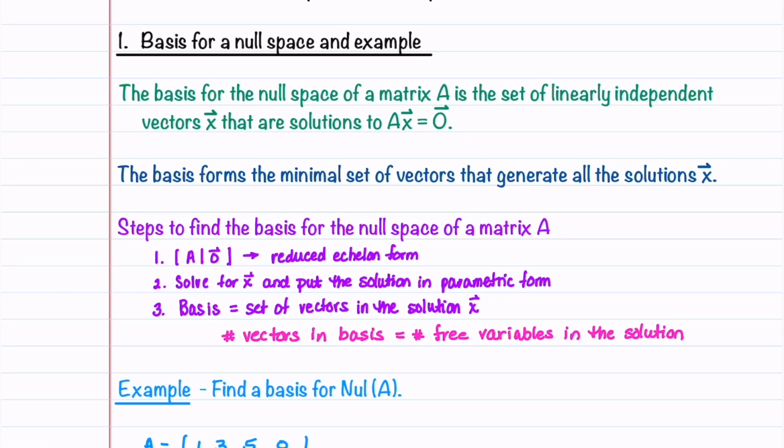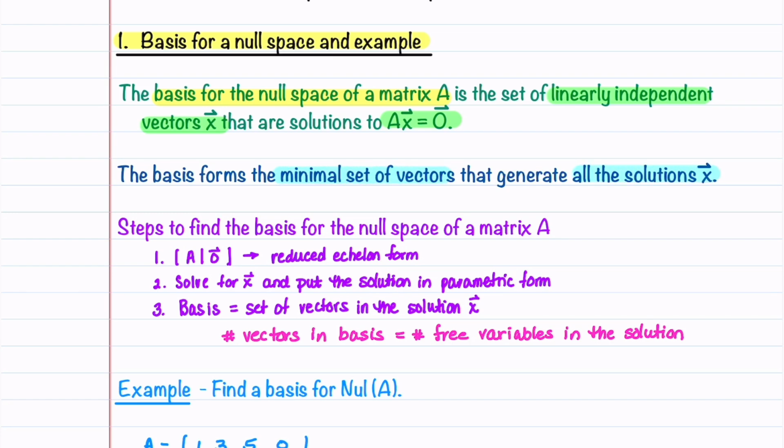We'll begin by learning what the basis for a null space is and walking through an example problem. The basis for the null space of a matrix A is the set of linearly independent vectors x that are solutions to A times x is equal to 0. The basis forms the minimal or smallest set of vectors that generate all the solutions x.